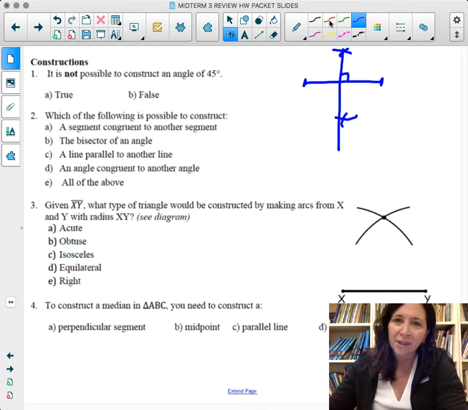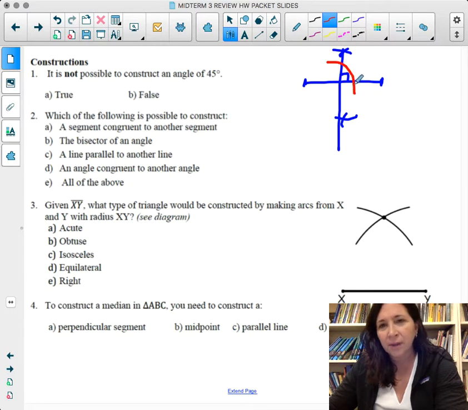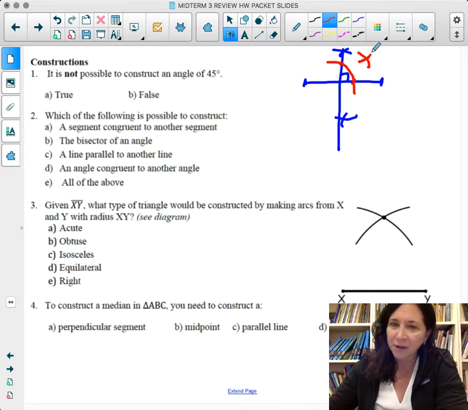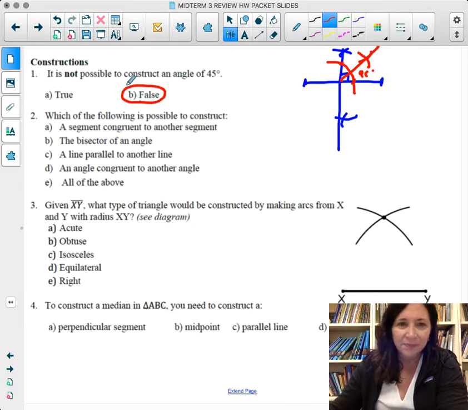So then the next thing you would do to construct a 45-degree angle is make an arc like this with your compass. You'd put the sharp part right here, arc out in the middle there, put the other point here, and arc out here. And then you've bisected that angle, and therefore that 90-degree angle is now 45 degrees. So it is possible, and this statement is false.